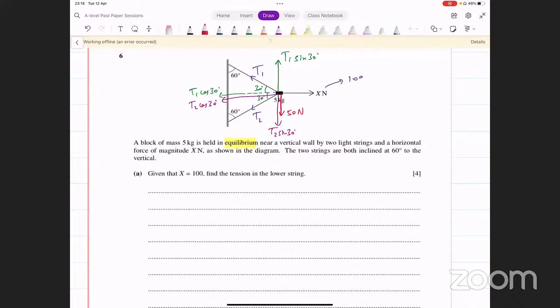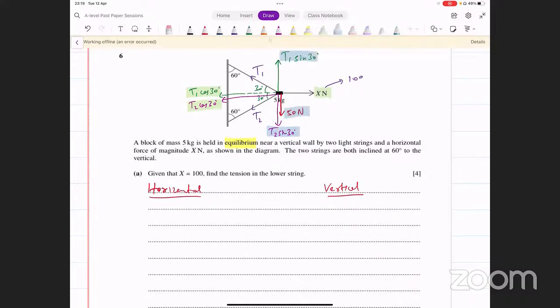Left वाली forces right वाली forces के equal. Upward forces downward forces के equal. So we look at horizontal forces and we look at the vertical forces. Now, what are the horizontal forces? We've got X, we've got T1 cos 30, we've got T2 cos 30. We've got some vertical forces, which are T1 sin 30, T2 sin 30, and 50.